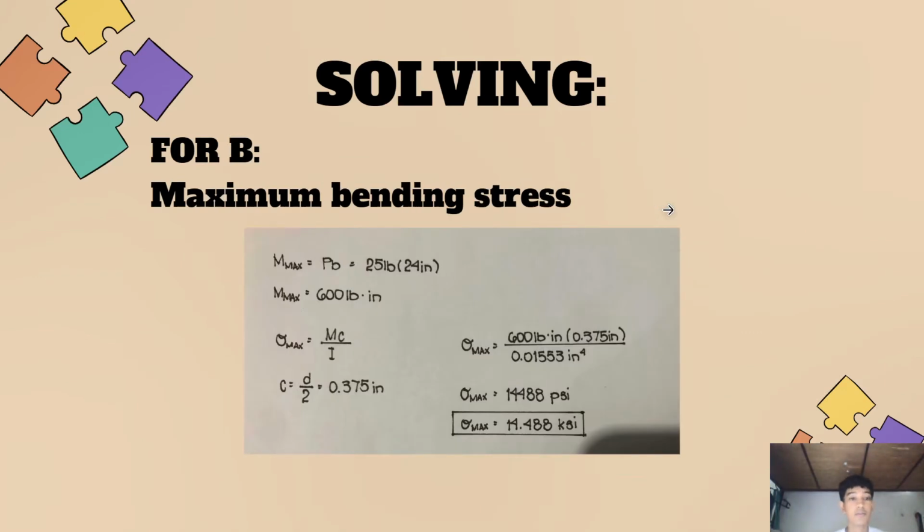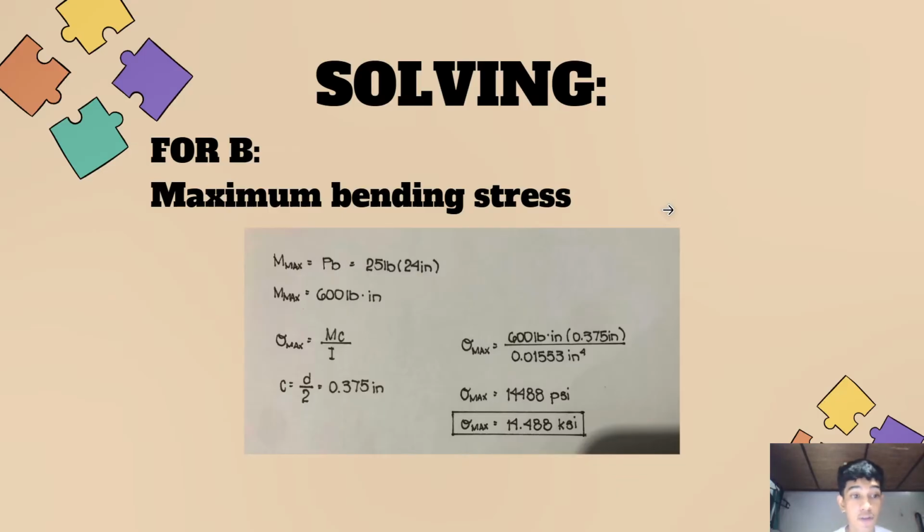Second is the maximum bending stress. The maximum bending stress occurs at support B, where the bending moment is largest. The maximum moment is Mmax is equal to PB, where 25 pounds times 24 inches is equal to 600 pound inches.